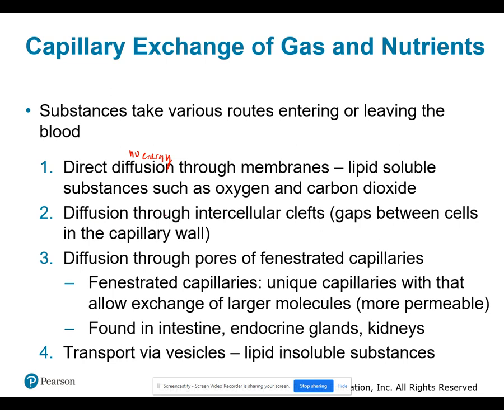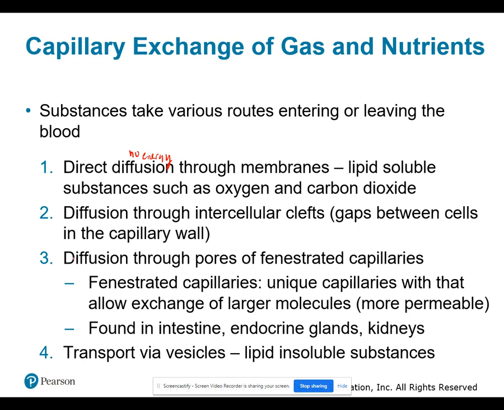Then we have diffusion through intercellular clefts. These are gaps between cells in the capillary wall, so things can go through there as well. The third way is diffusion through pores of fenestrated capillaries. Fenestrated capillaries are very unique capillaries that allow exchange of larger molecules. They're pretty permeable, so things that are very big that can't really fit through the membrane itself or through these little clefts can fit through these fenestrated capillaries that have bigger pores. These are usually found in your intestine, your endocrine glands, and your kidneys, where they are trying to filter out waste that may be bigger or take in nutrients that are bigger.